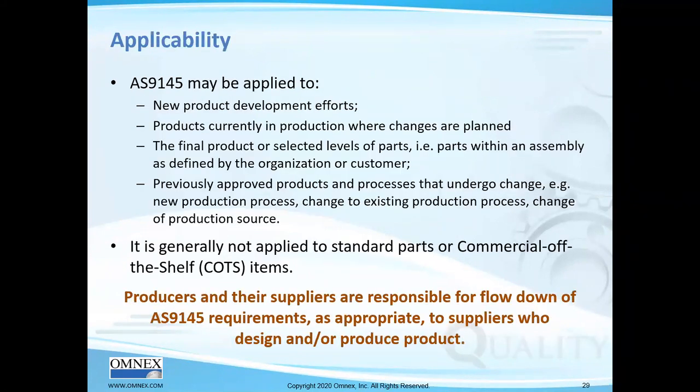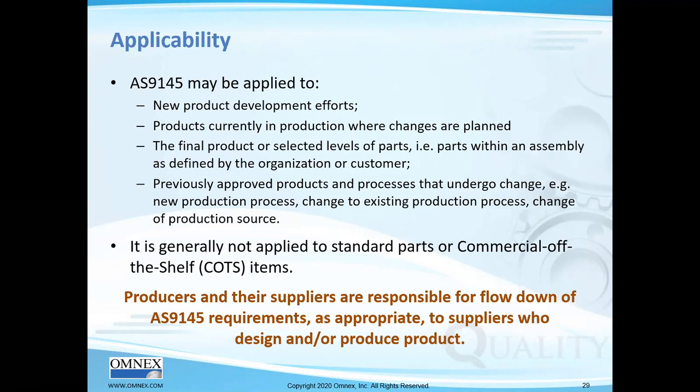All right, so there is some applicability though. I'm not sure what organization everyone's from here today. But AS9145 is applied to new product development efforts or products that are currently in production where changes are planned, which we all know happens quite a bit. Final product or selected levels of parts. In other words, piece parts that may be part of a larger assembly that you do may have these requirements. It can also be previously approved products. I've done a lot of things with UTC suppliers where they've been making parts for the last 10 years, and UTC decided they wanted to flow these requirements down on specific parts.